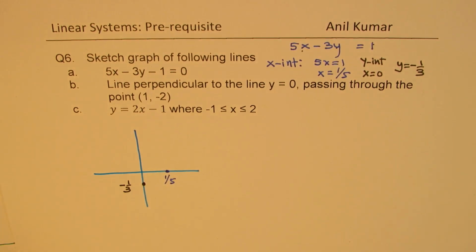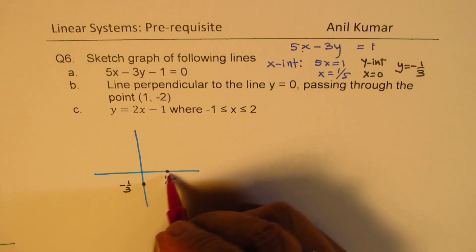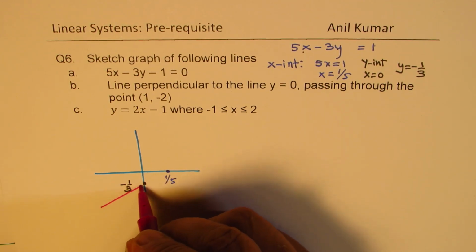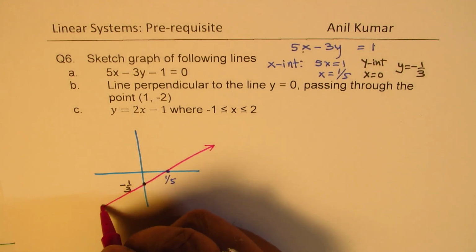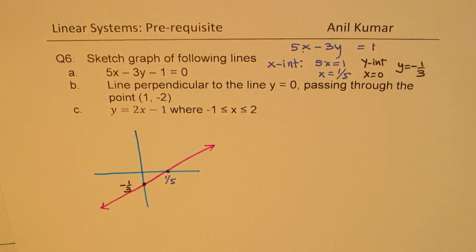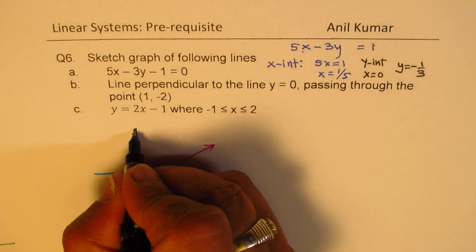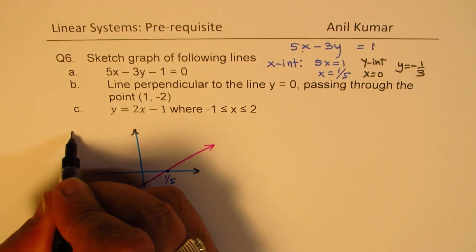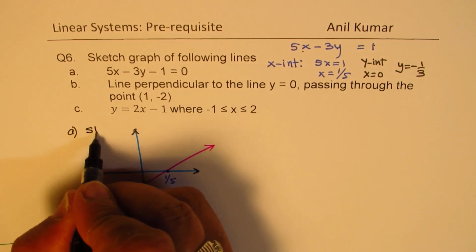So the line will be joining these 2 points, the x and y intercepts, and we could draw a line like this. So that will be my rough sketch for part A, right? So in part A, the strategy was what?